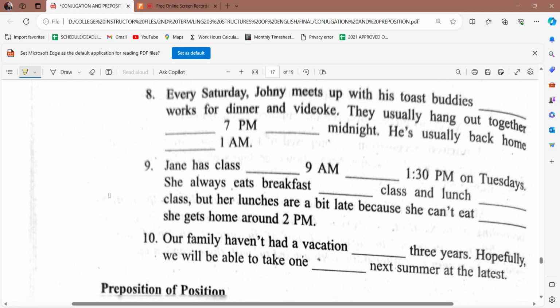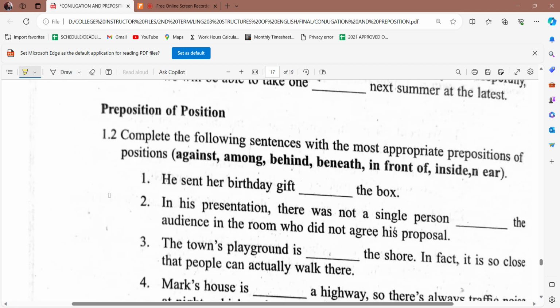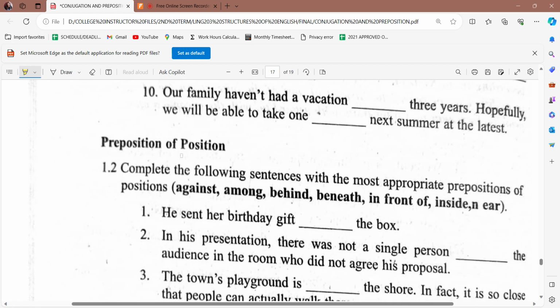Okay, so I believe we are already done with the prepositions. We also have the other preposition, the preposition of position. So I think we're done with this one.